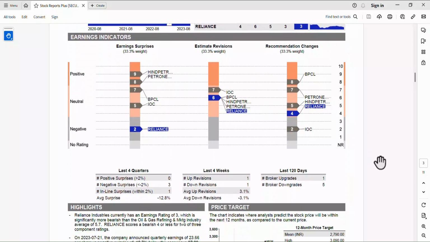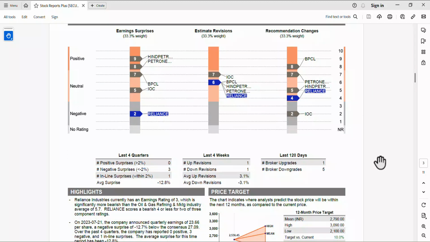Now let's go to this thing. Positive surprises in the last 4 quarters 0, negative surprises 3, inline 1. So that means average surprise minus 12.8. So that means there was a negative surprise 3 times. The analyst said that the company will do well. The company didn't perform.